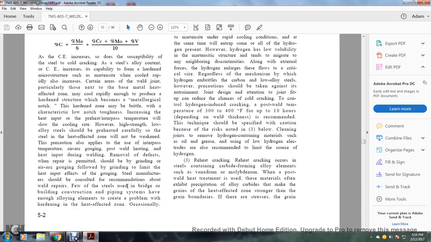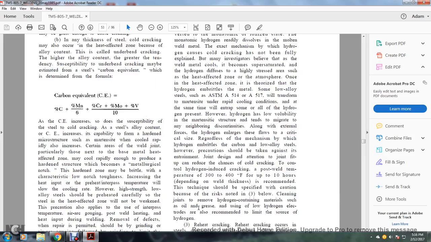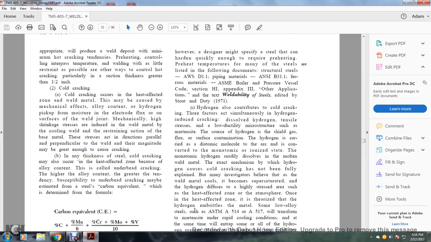Few of the steels used in bridge and building construction and piping systems have enough alloy elements to create a problem with hardening in the heat affected zone. However, the designer might specify a steel that hardens quickly enough to require preheating. The preheating temperatures for many of the steels are listed in the following documents: for structural steels, the American Welding Society D1.1; for piping materials, the American National Standards Institute B31.1; for various metals, the American Society of Mechanical Engineers Boiler and Pressure Vessel Code, Section III, Appendix 3; and other applications.